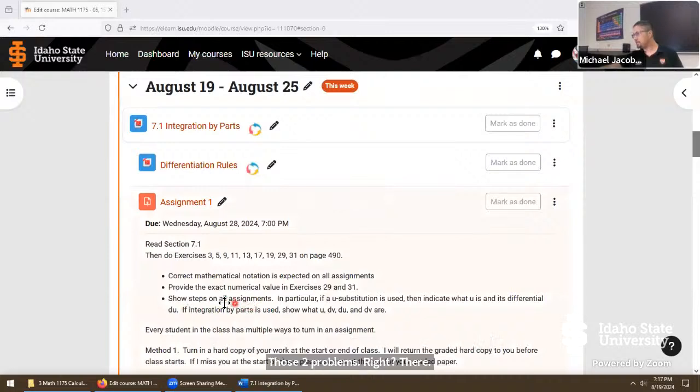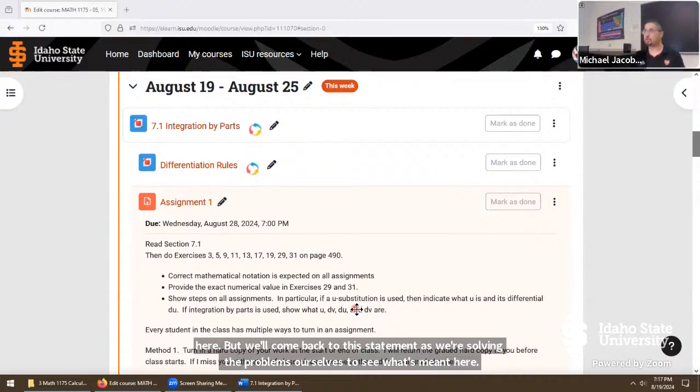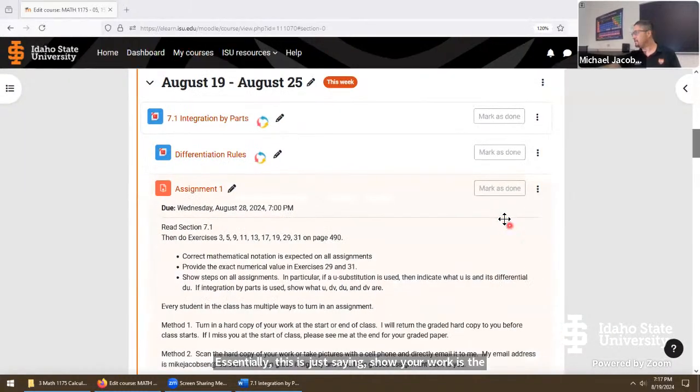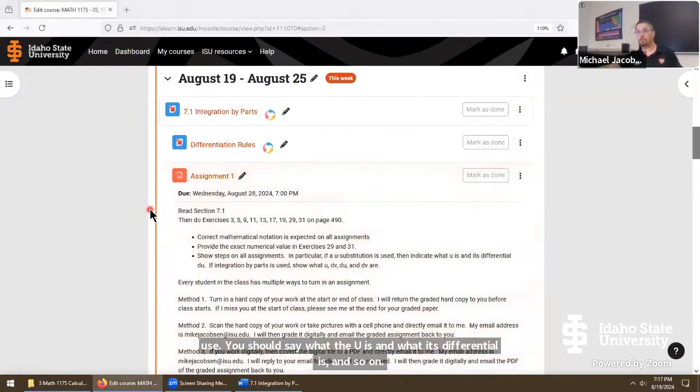Aside from that, there's a couple other guidances right here, but we'll come back to this statement as we're solving the problems ourselves to see what's meant here. But essentially, this is just saying, show your work. If it's a U substitution, you should say what the U is and what its differential is, and so on. So that's assignment 1.